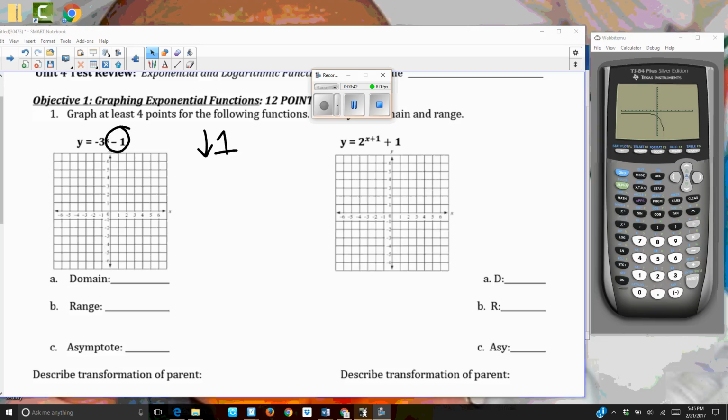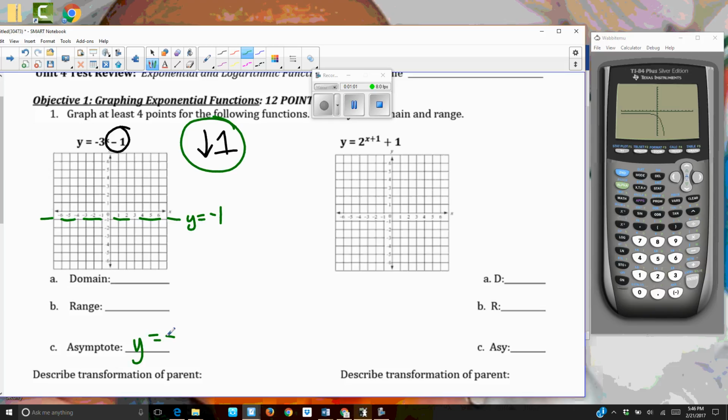But basically what this picture tells us is there's a horizontal asymptote using the shift down 1 rule, and the picture helps us realize that the horizontal asymptote's at y equals -1. So that's the answer to letter C. This, of course, is a horizontal asymptote. Next, what you want to do is hit second graph, because the directions say to graph at least 4 points.